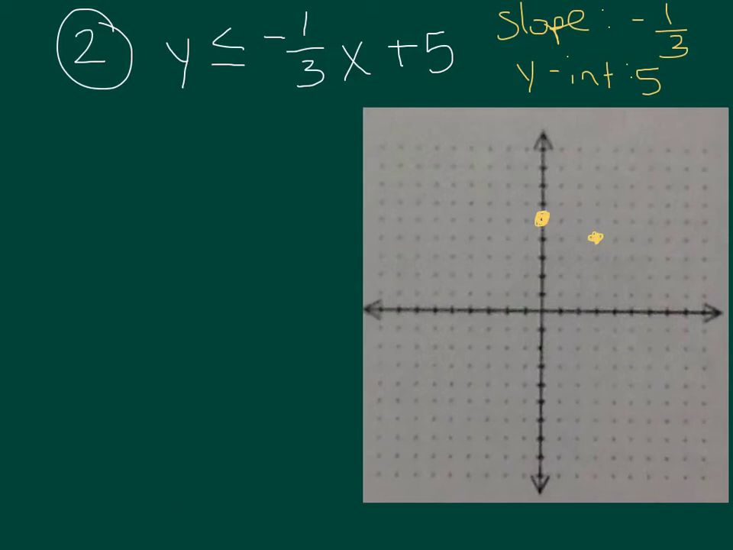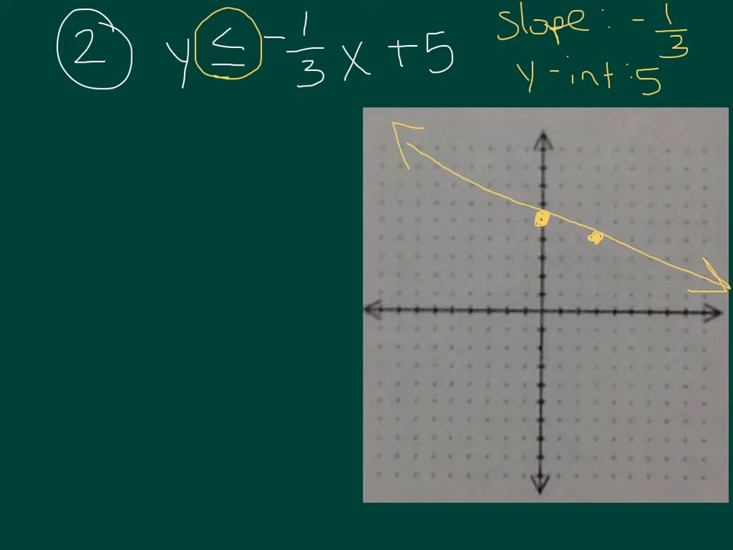Then I look back at my sign, which is less than or equal to, and I decide, okay, do I need a dashed line or do I need a solid line? Well, this one is or equal to, so I need a solid line that extends throughout my entire graph. Okay, so we have our line. Now we got to figure out where our answers are. We got to figure out where the shading needs to be.